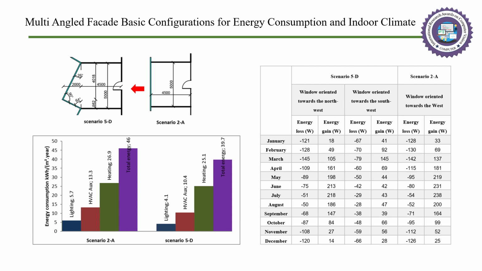Therefore, the primary energy consumption for heating is lower in scenario 5D by 1.8 kilowatt-hour per square meter per year. The total area-weighted primary energy consumption for lighting is lower in scenario 5D compared to scenario 2A by 1.6 kilowatt-hour per square meter per year. As a result, there is a large saving in the area-weighted primary energy consumption of about 6.3 kilowatt-hour per square meter per year when renovating with a multi-angled facade compared to a flat facade, as shown in the figure at the bottom left.